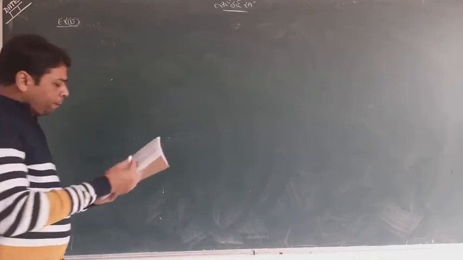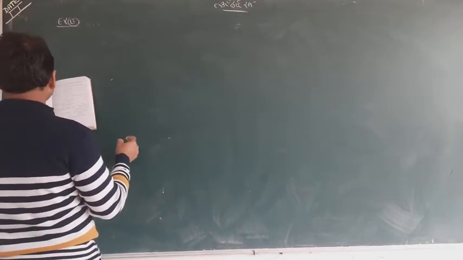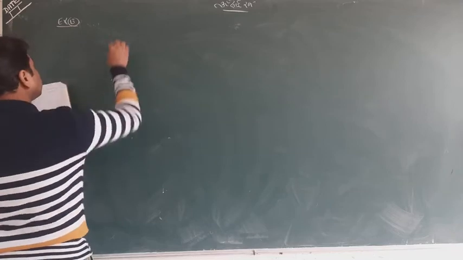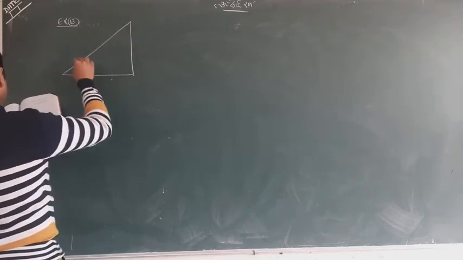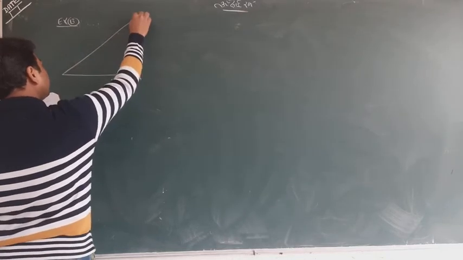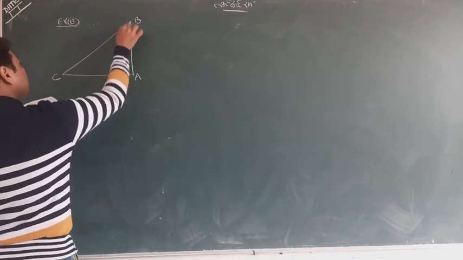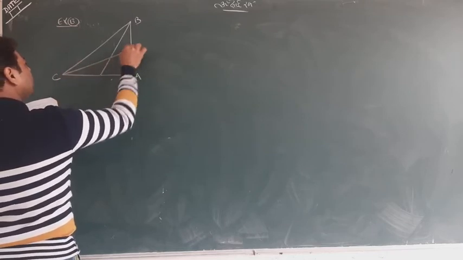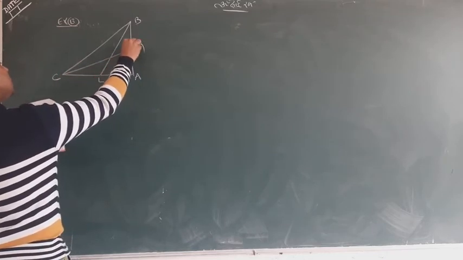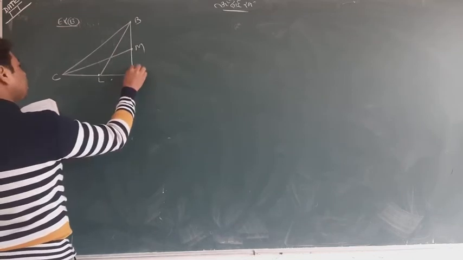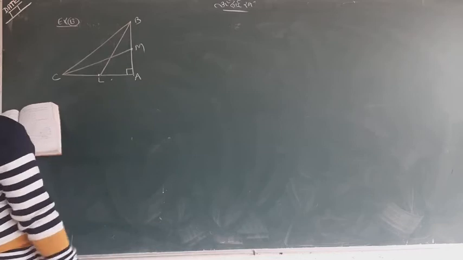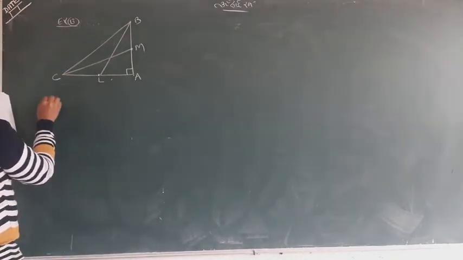Let me explain that. In Example number 13 we have a picture, and we are given that BL and CM are medians. Look at the picture. A, B, C. BL and CM are medians. You know medians meaning these are midpoints. And it is a right angle triangle ABC, where A is a right angle, which is given.